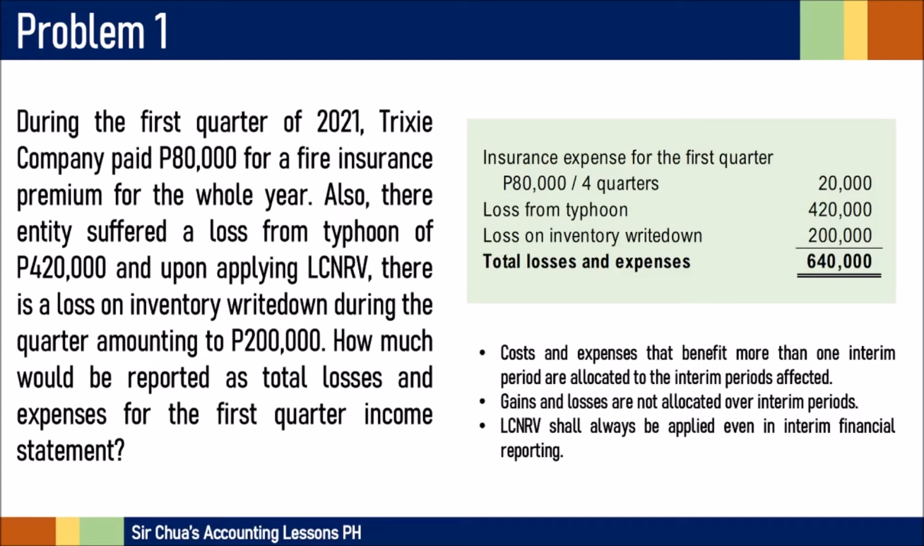Okay? Kaya po yung buong loss from typhoon tsaka loss on inventory write-down, talagang quarter 1 losses siya sa interim financial reports natin. And lastly, always remember that LCNRV ruling in inventory is applied kahit po sa interim financial reporting. We follow still IAS 2 for that. Okay? So yan po ang ating total losses and expenses for problem 1, 640,000 pesos. And let's proceed with problem number 2.